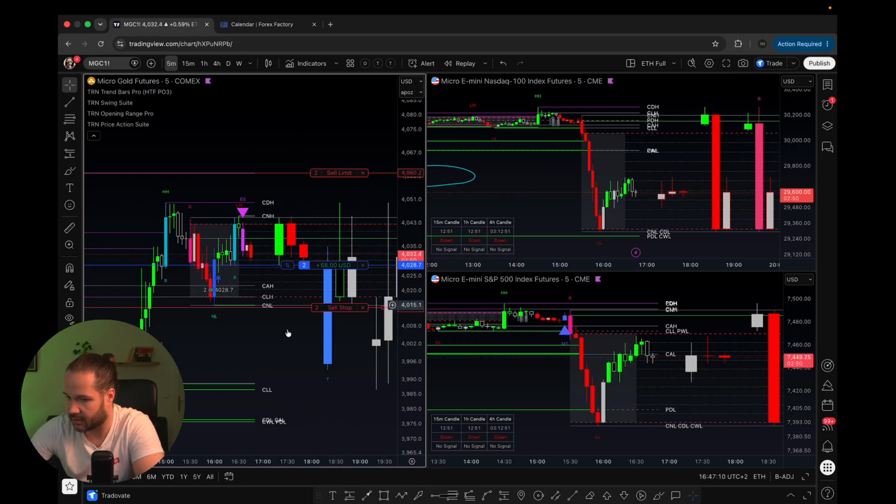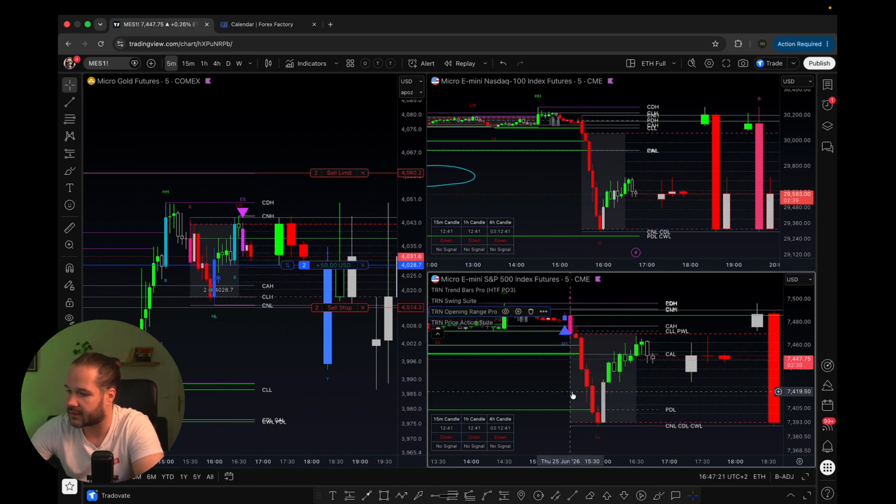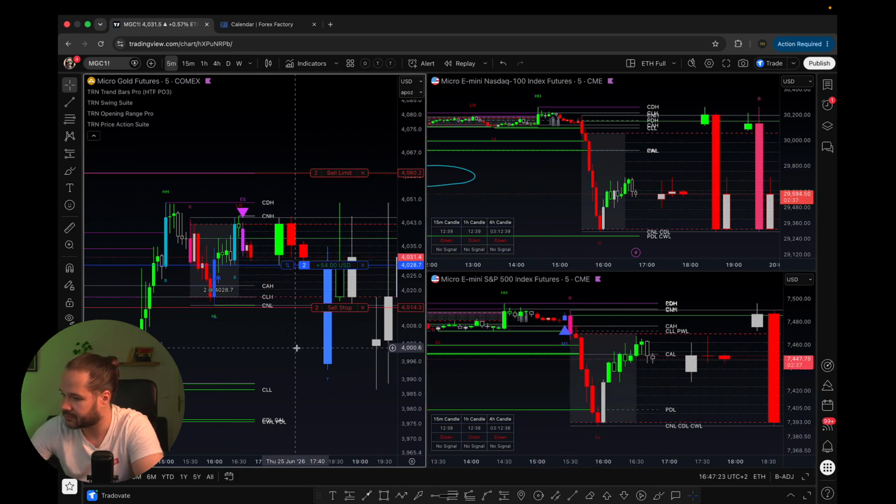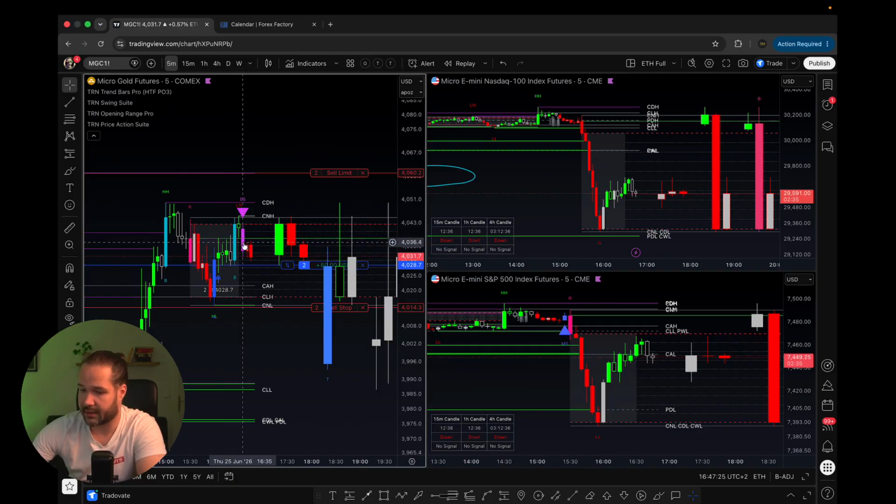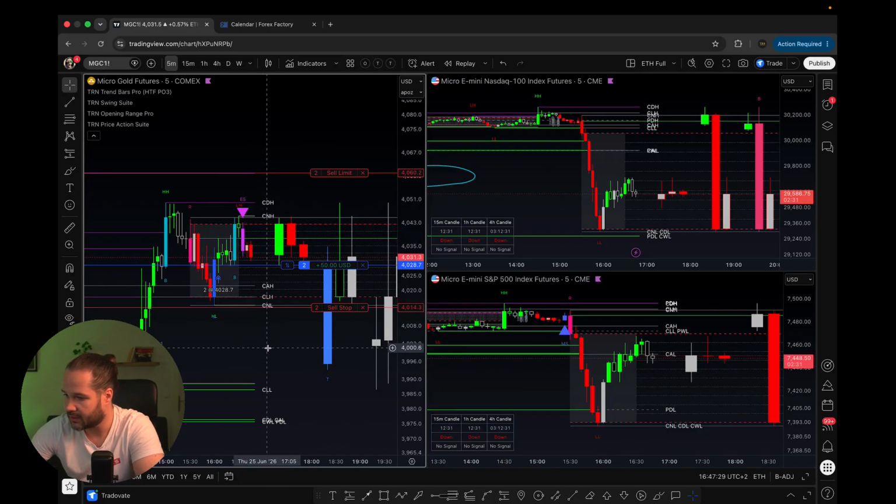I don't like this on gold here. I don't like that gold is getting outperformed right now by QNDS. That's not good for my position. But it's not a contrarian signal here, so I will not close this trade. I will stick to my plan.